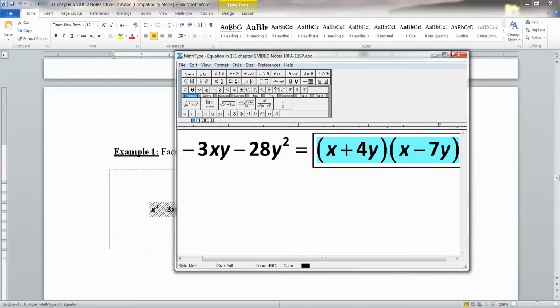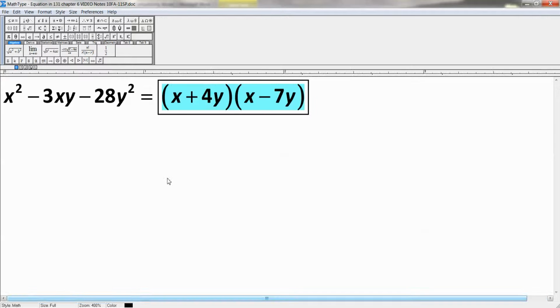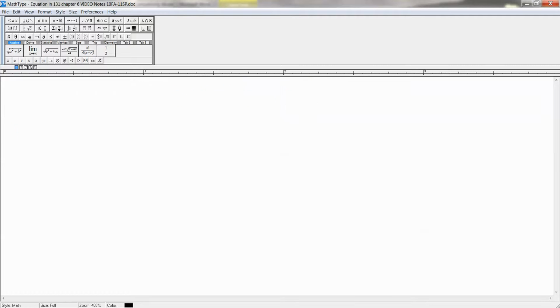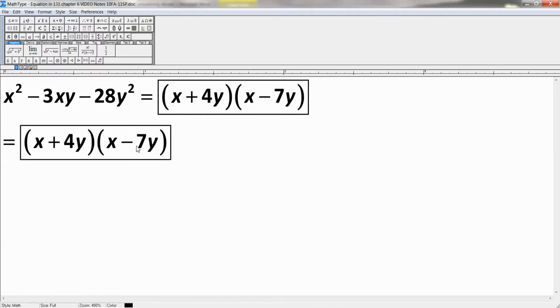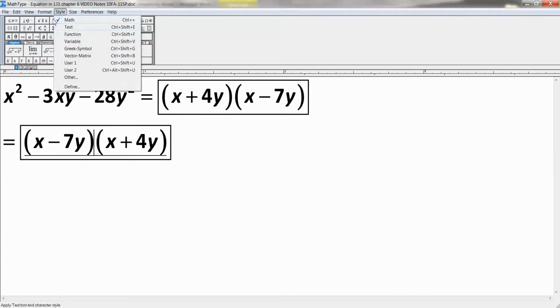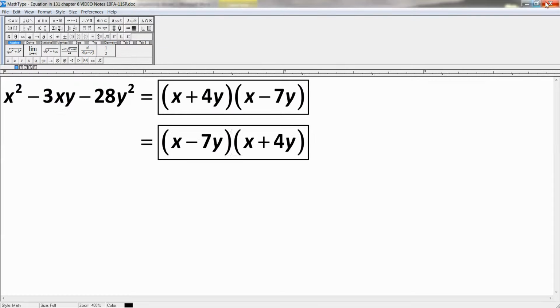You want those last two terms to multiply to negative 28y squared. 4 times negative 7 makes negative 28. y times y makes y squared. And that's how you're going to do it. And as always, you could also rewrite it with this one in back and the other one in front. That's fine. But other than that, you can't do any other changes.